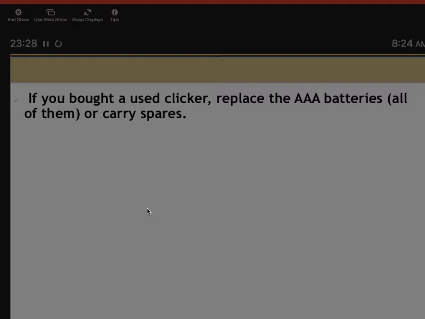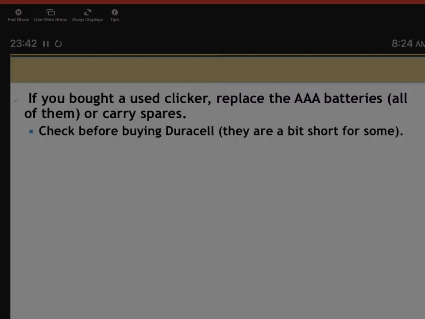Okay, if you bought a used clicker, the batteries may or may not be in good shape. I definitely recommend you try replacing them, or it's never going to work. And for some of the older clickers, the ones I have, I normally carry extra batteries just in case. If you buy them or you find them and they have these Duracell batteries, which are a very common battery, for reasons I do not understand, they're about 1/10 of a millimeter short.